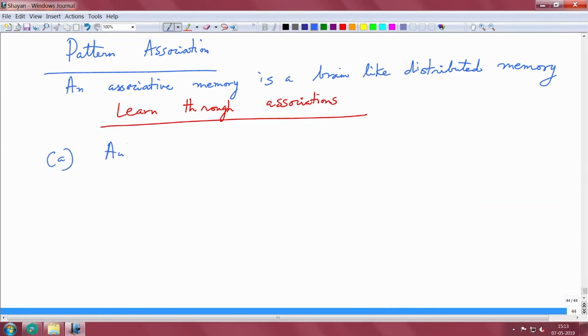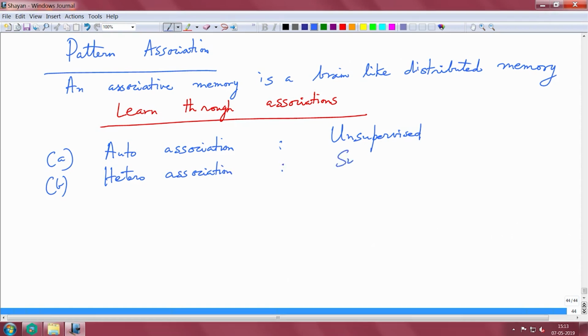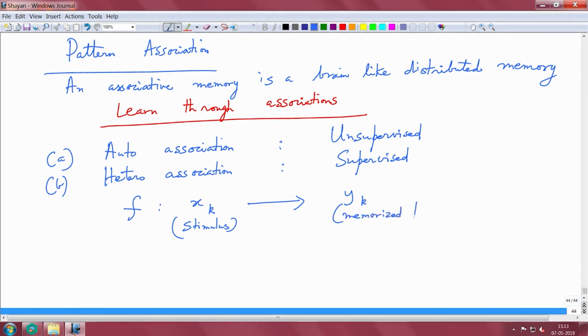So, let us see what 2 modes are. One is auto association, and this auto association is unsupervised. The other is hetero association, and this is typically supervised. Now, if you describe this in terms of a mapping, there is a stimulus xk, and then you have a memorized pattern yk which corresponds to this stimulus xk, right. K is that pattern and there is a mapping from xk to yk, and this is basically the storage phase.